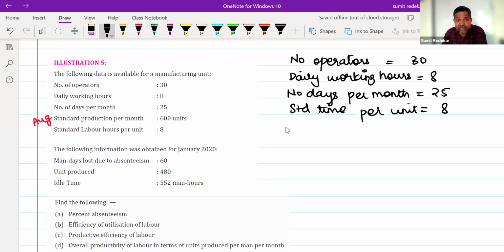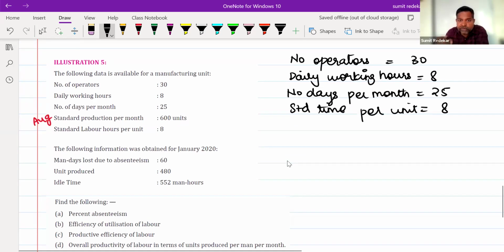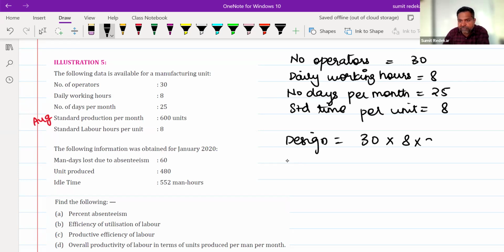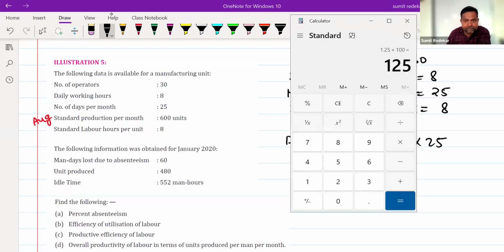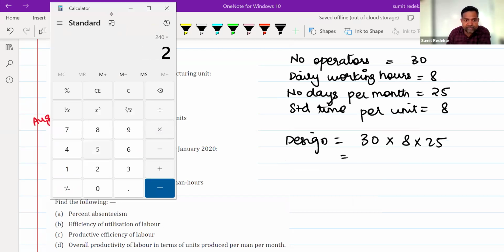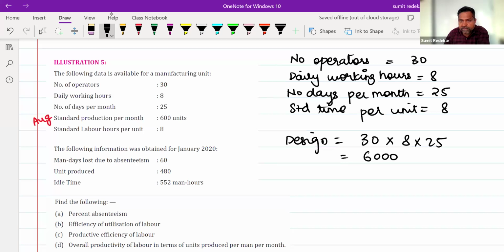Correct? So let's come to, on a standard basis, how many units do you expect from me? Because what we are going to do is pitch 3 timings against each other. There is going to be a design, there is going to be an effective, and there is going to be an actual. So let's talk about the design timing. Design is going to be 30 operators working 8 hours every day for 25 days. And the time given is also in hours, so we will keep it in hours. So that is 30 into 8 into 25, which is 6,000 hours is what you have. But this is not what you get.